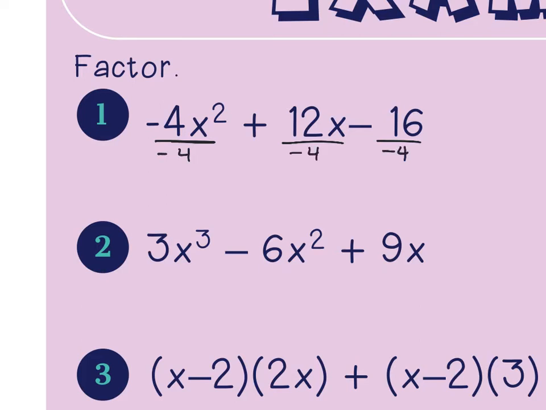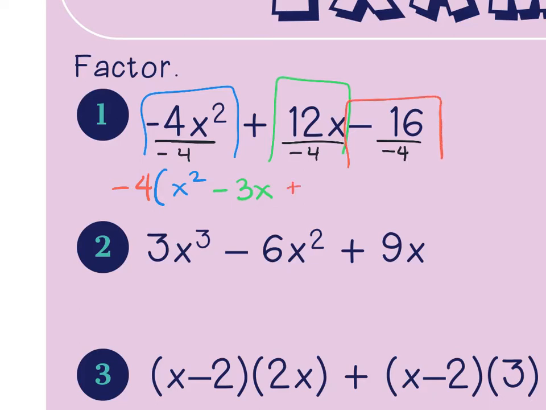Notice I'm going to go and look to check their variables. The first one has an x squared, the next one has an x, but the 16 does not have a variable. So there is no variable in common. So I'm going to put my GCF out front, which is -4. And now in parentheses, the results of dividing each one. Here I'm left with x squared for the division on this one. Here I'm going to be left with -3x. And then the last one is going to become +4, negative divided by a negative. And I'm done.